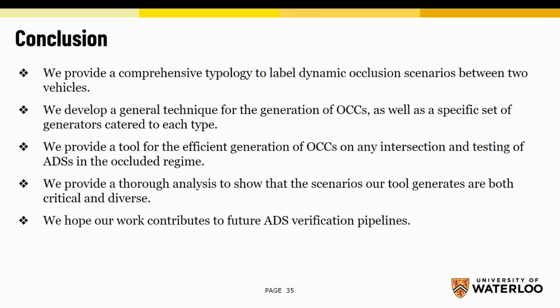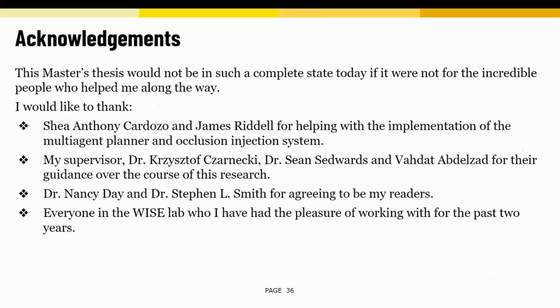So, in conclusion, we provide a comprehensive typology to label dynamic occlusion scenarios between two vehicles. We develop a general technique for the generation of OCCs, as well as a specific set of generators catered to each type. We provide a tool for the efficient generation of OCCs on wide amounts of intersections, and a testing of ADSs in the occluded regime. And we provide a thorough analysis to show that our tool is capable of generating scenarios that are both critical and diverse. In the future, we hope this contributes to ADS verification pipelines in order to make sure that future autonomous driving systems are occlusion aware and occlusion safe.